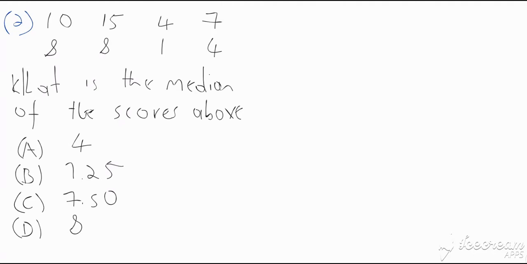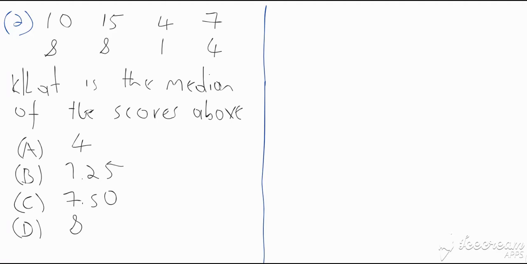For my second question, we are given a set of scores 10, 15, 4, 7, 8, 8, 1, and 4. And the question is, what is the median of the scores above? Now, if I'm going to find the median, as we had said initially, the data values must be in some order. So whether I'm going to go ascending or descending order. As we know, putting the data values in ascending order is much easier. So let us do that.